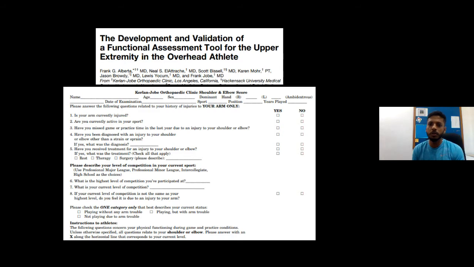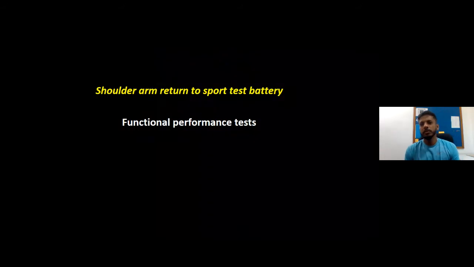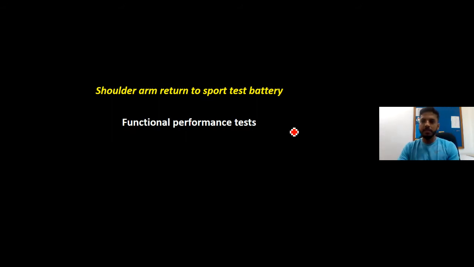That is called the Kerlan-Jobe Orthopedic Clinical Shoulder and Elbow Score. Probably you can have a look at it. It's quite simple, a person can fill it in, and a lot of translations have been done and they checked the validity. It seems to be good, even in Korean, Italian, Norwegian and so many other languages. So that tool can be used, the Kerlan-Jobe Orthopedic Clinical Score for the shoulder and elbow.